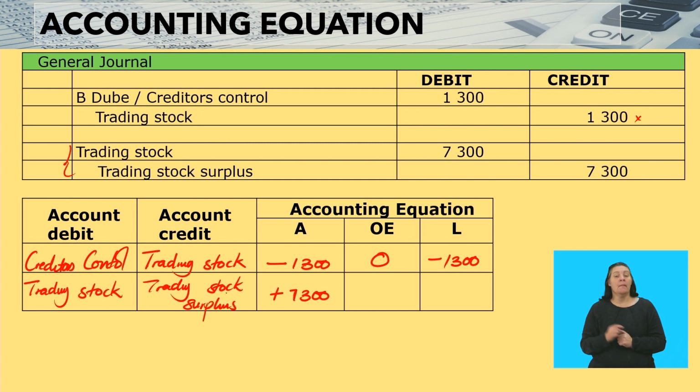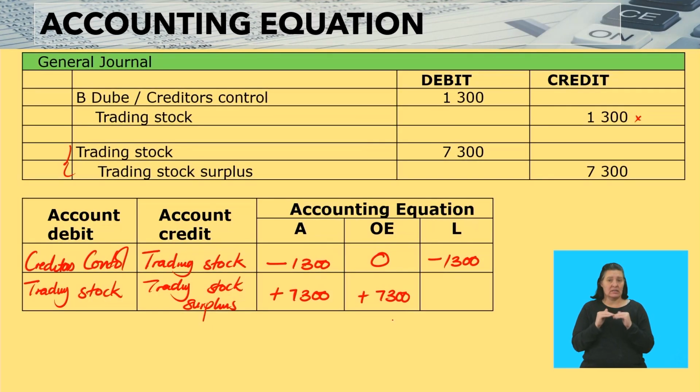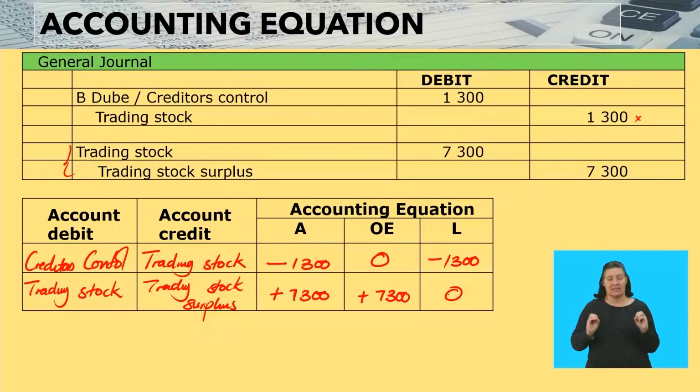And when I credit my trading stock surplus, that simply means my income is increasing. So I will therefore come to my owner's equity and I'll say plus 7,300. Remember, I told you trading stock surplus is income. And the moment I am crediting my trading stock surplus, that means my income is therefore increasing. So I come to owner's equity plus 7,300. Does it affect my liabilities? There will be no effect on the liabilities. Hence, my accounting equation would balance.